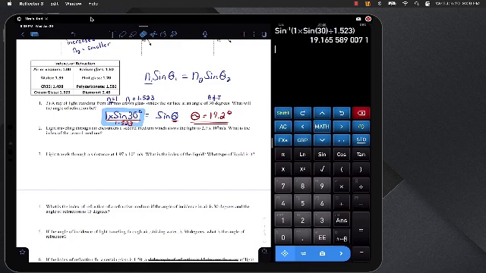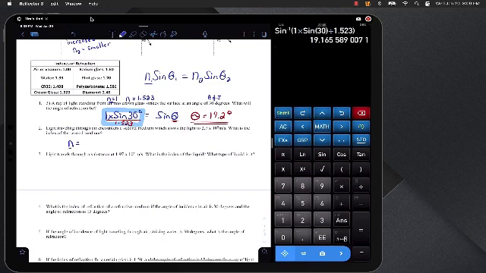Question 2: light traveling through air encounters a second medium which slows the light to 2.7 times 10 to the 8th meters per second. What is the index of the second medium? We need a formula. I was hoping we wouldn't have this, but we've got it. So we need to look at how we calculate that index of refraction.